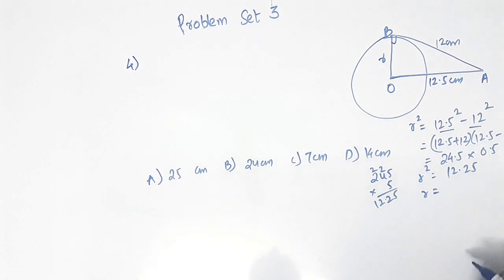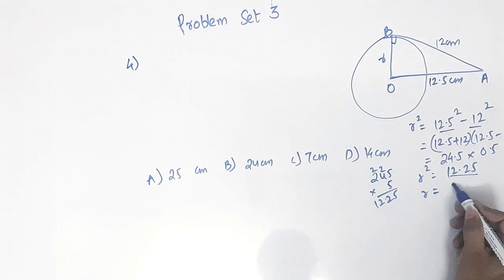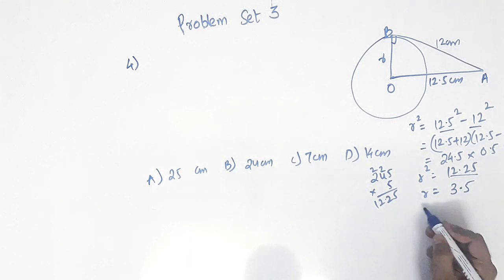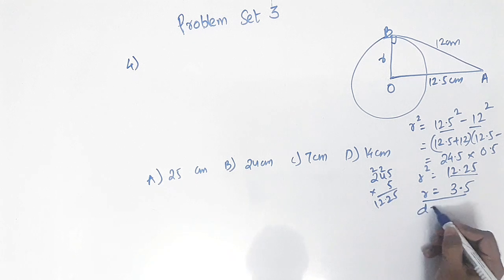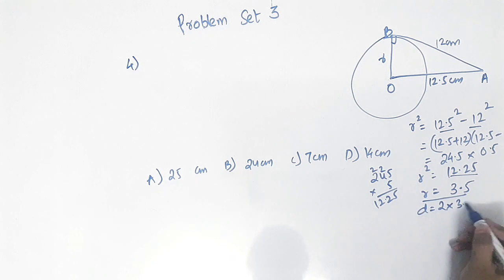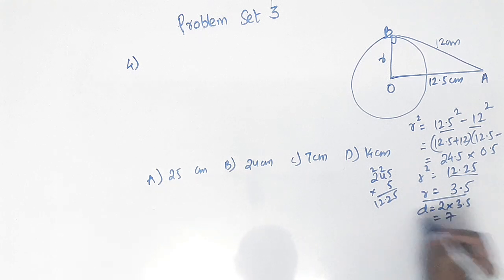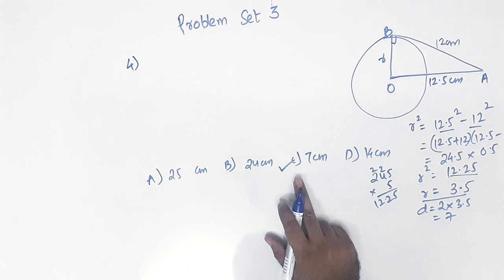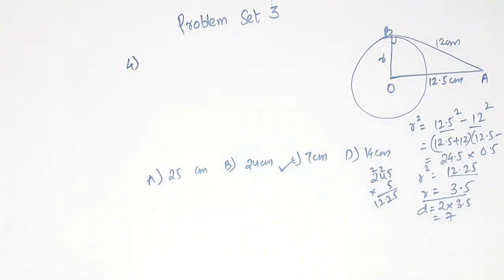So how much will be R? R will be, you know, the square root of 1225 is 35. So R will be 3.5. If R is 3.5, diameter will be twice of 3.5. So that is 7. So we are getting the C option as the correct option.